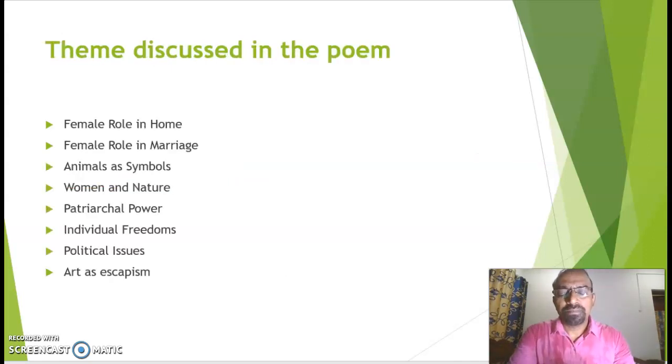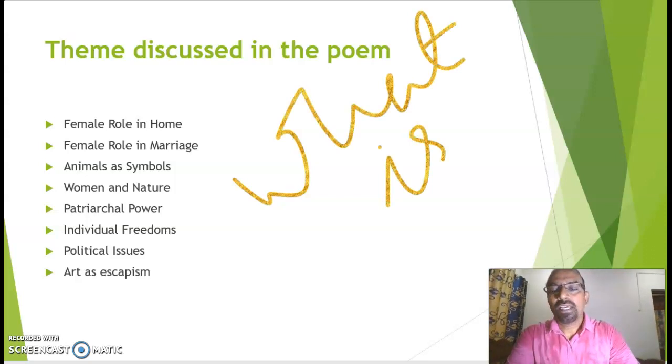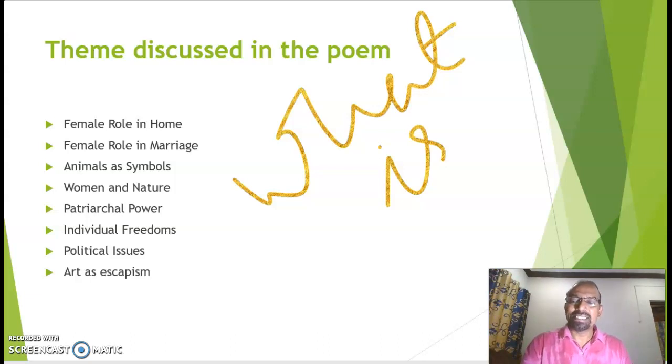Before we go to the poem, I would like to ask you some questions. What is the role of a female in home? Let us add one more question to it. What is the role of a female in marriage? The poem also discusses animals as symbols, women and nature, patriarchal power, individual freedoms, political issues, art as escapism. These are the main themes we can find in this poem.